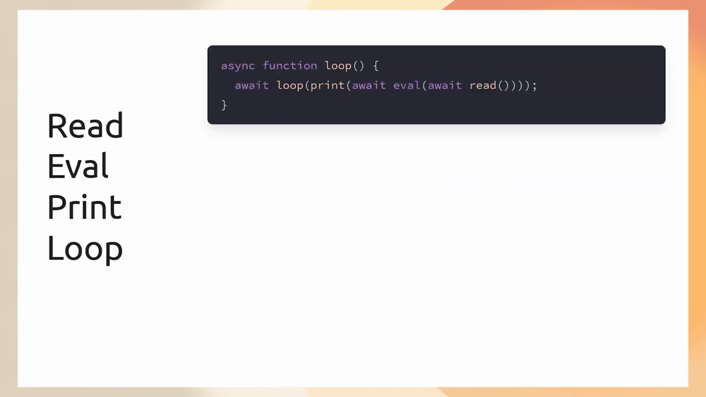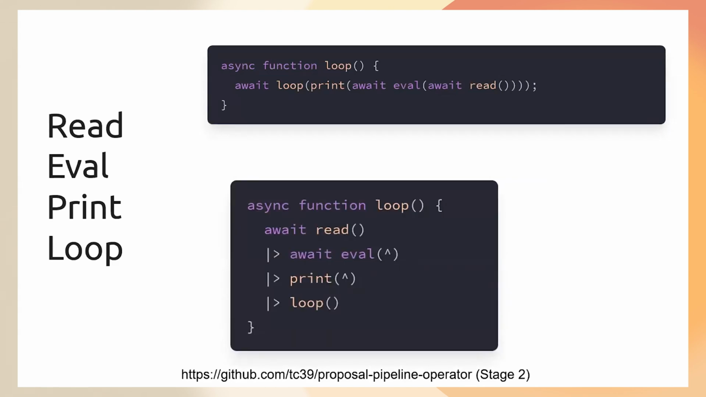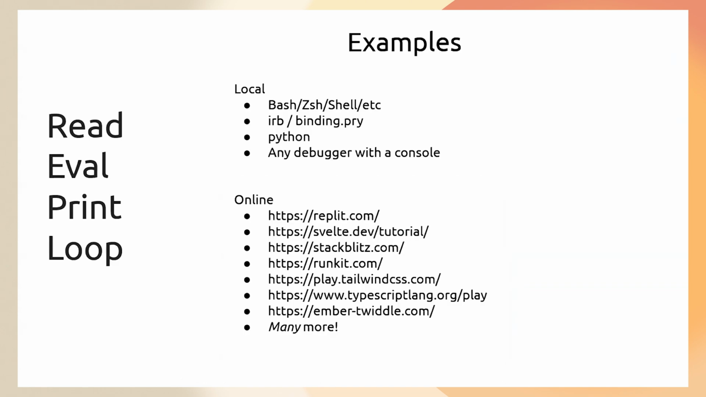So in JavaScript, you may interpret a REPL as this code block here. Now that's kind of goofy to read. And because we like fancy and shiny things, this is what it could look like using the pipeline operator, which is stage 2 at the moment. And here are some examples that are a little more complex than the previous slide. You may already be familiar with these.